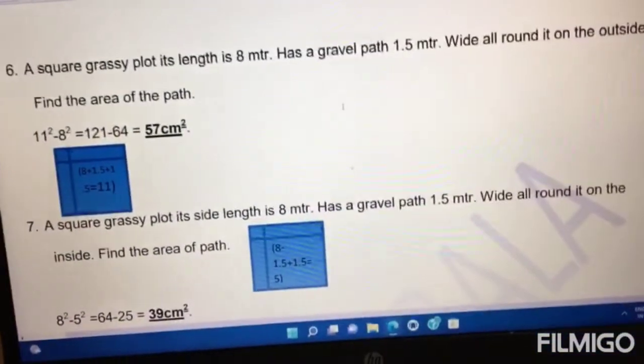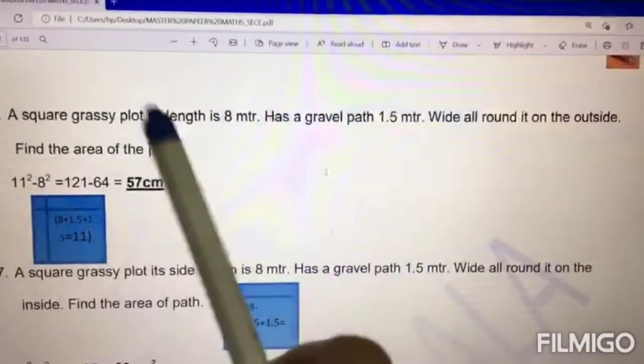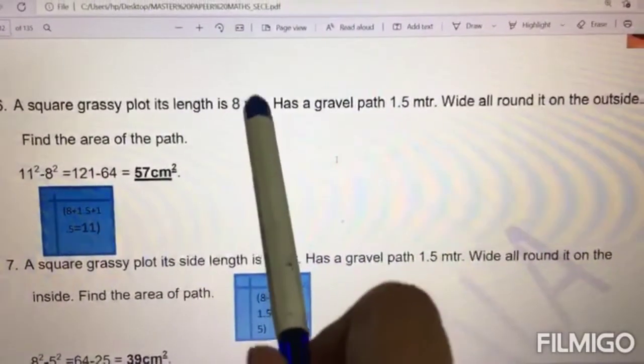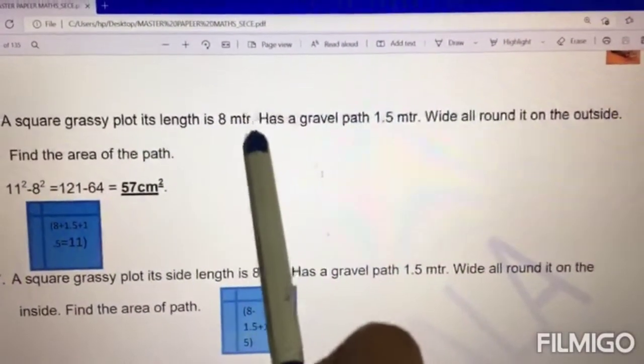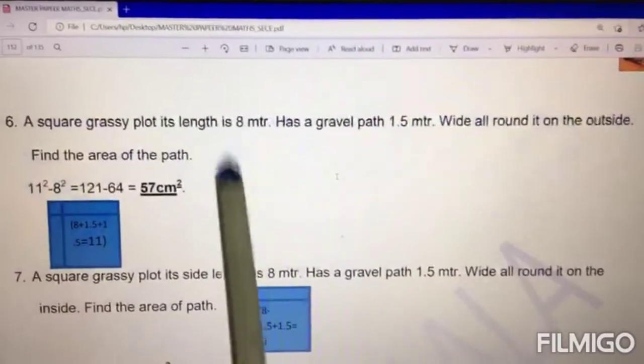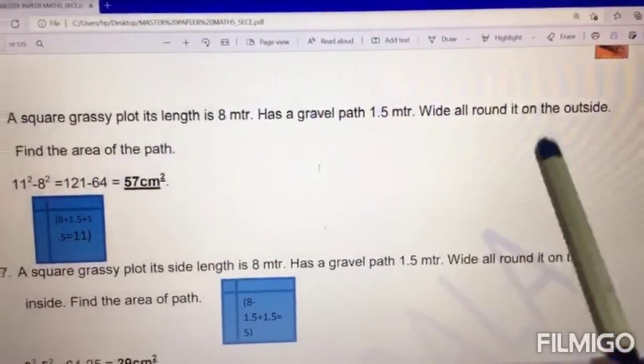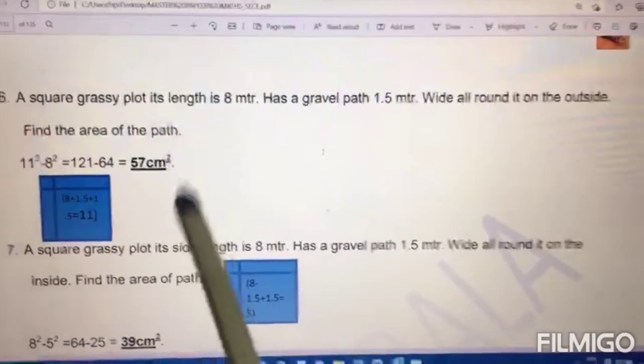Alright, question number 6. A square grassy plot has length, it's not its length, has length of 8 meters. That is, the side is 8 meters. They should have clearly mentioned it, but they have not. It has a gravel path 1.5 meters wide all around it on the outside. Find the area of the path.